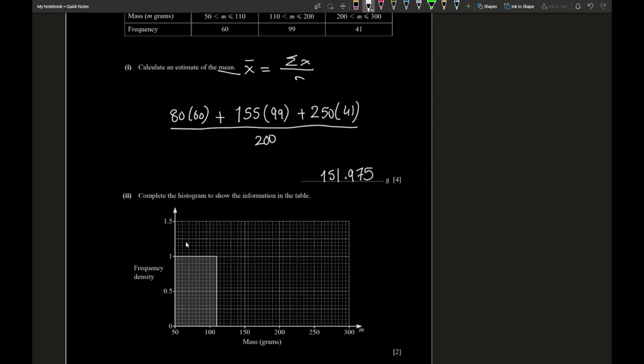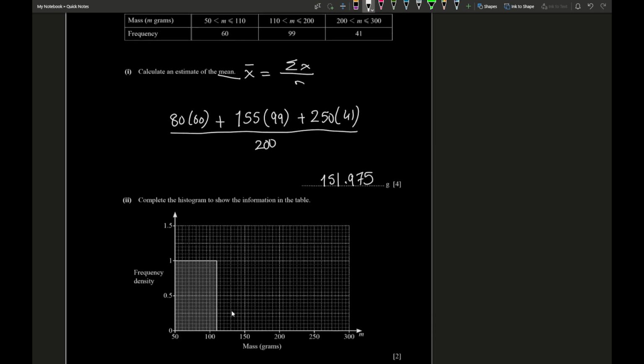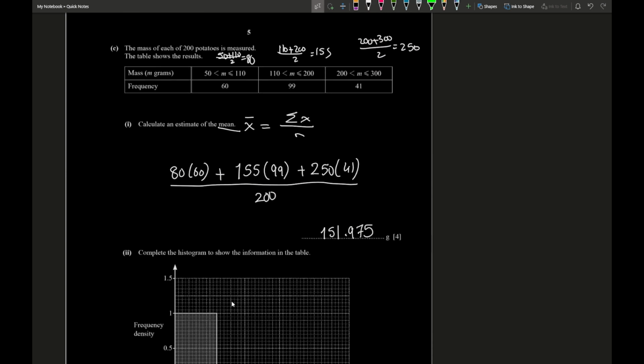Okay. Now the next question, or the next part, part (b)(i): complete the histogram to show the information in the table. We have the y axis, the frequency density, and the x axis, the mass of the potatoes. Okay, the frequency density can be calculated. We write here another row: frequency density is calculated by dividing the frequency by the class width. Frequency density is equal to frequency divided by the class width.